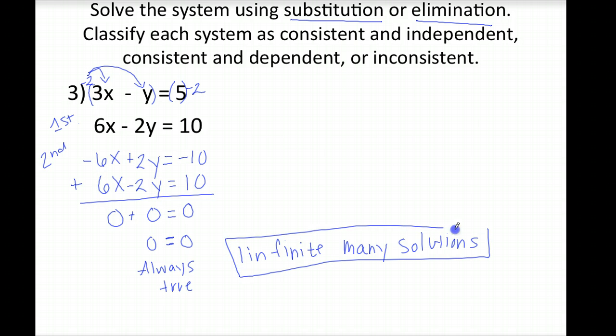So for this problem, since we have infinitely many solutions, this is a consistent and dependent linear system. Now, if you get to this point and you get an answer that is never true, for example, if you got 2 equals 4, then that would be no solution, and it would be an inconsistent system. We'll be taking a look at that particular one together.